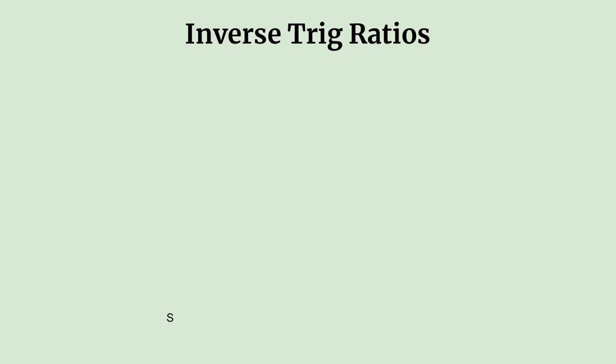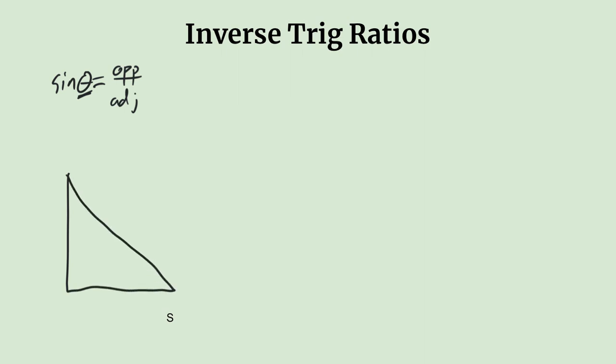So then inverse trig is just if we have sine of theta equals opposite over adjacent. What we can do when we're trying to solve for a missing angle, let's say we've got this example here where this is our theta, right angle. We know that this is 4 and this is 5, but we don't know the angle. So our setup here is sine of theta equals 4 over 5.